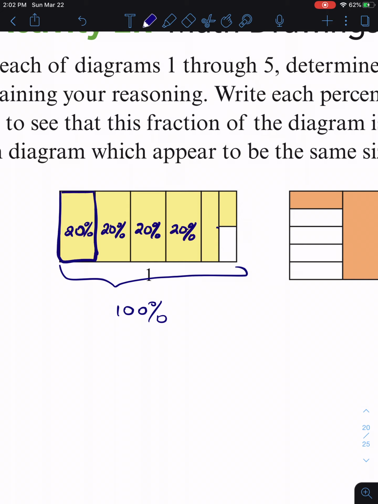Now, how much is this piece? Well, it's half of 20%, so we can say that would be 10%. So then this remaining piece is also 10%, and this is 5% because it's half of that. So if we wanted to add all of that up, it would be 20, 40, 60, 80, 95. 95% are shaded.